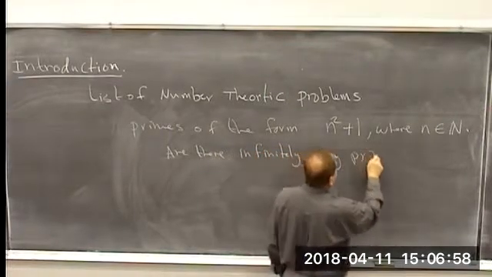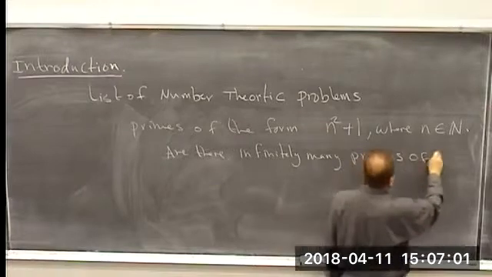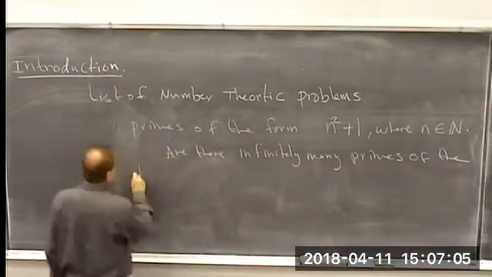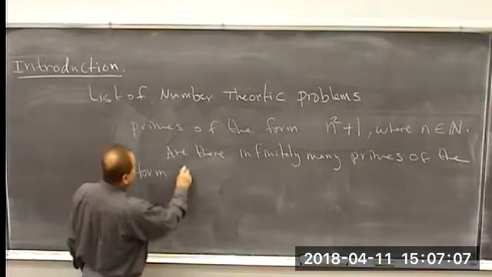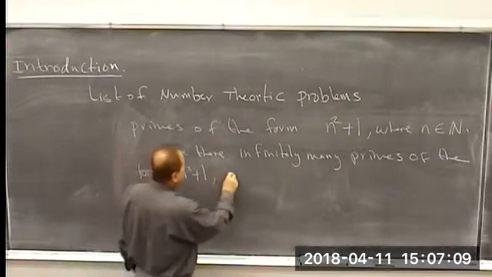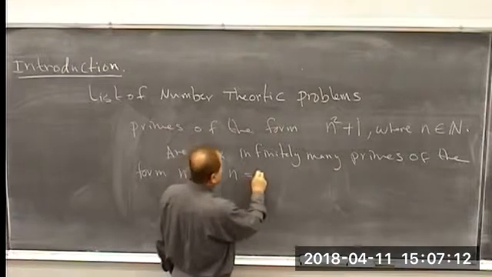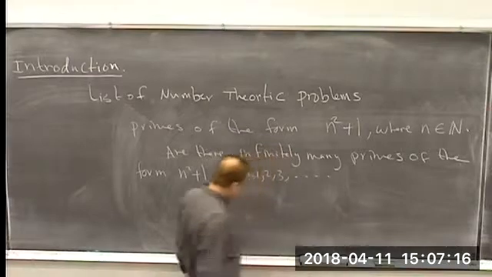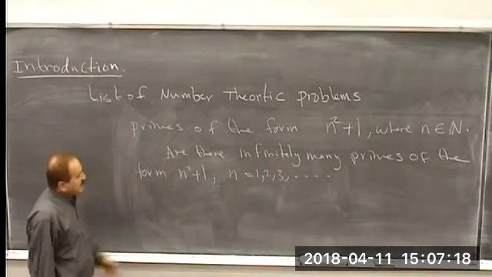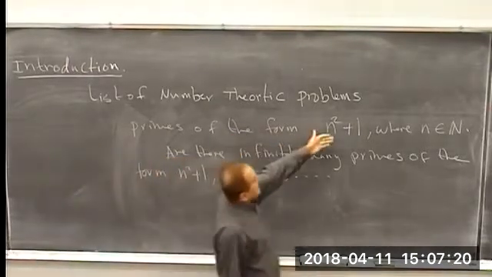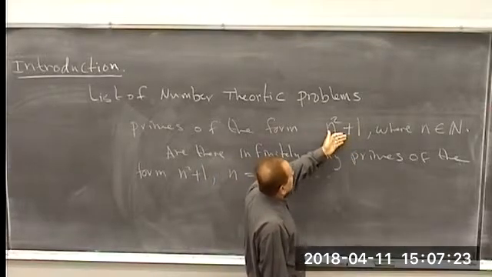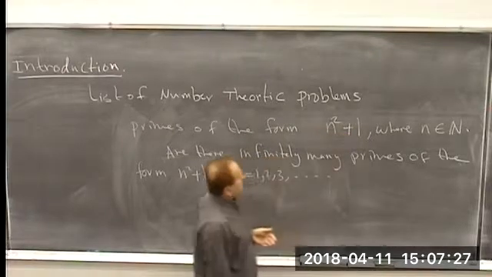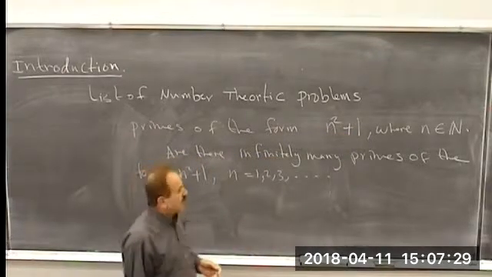Many primes of this form, of the form n squared plus 1, for n equal 1, 2, 3, and so on. Again, not every number of this form, when n ranges over all the natural numbers, is going to give us a prime.